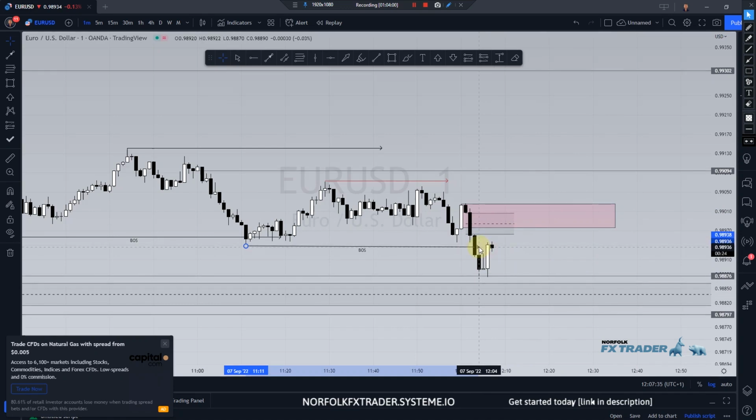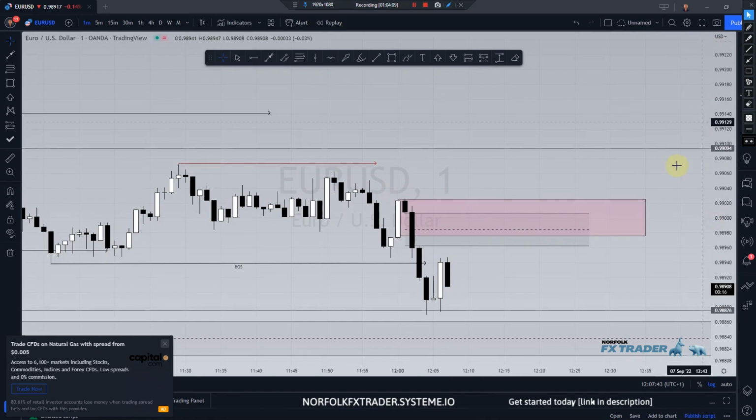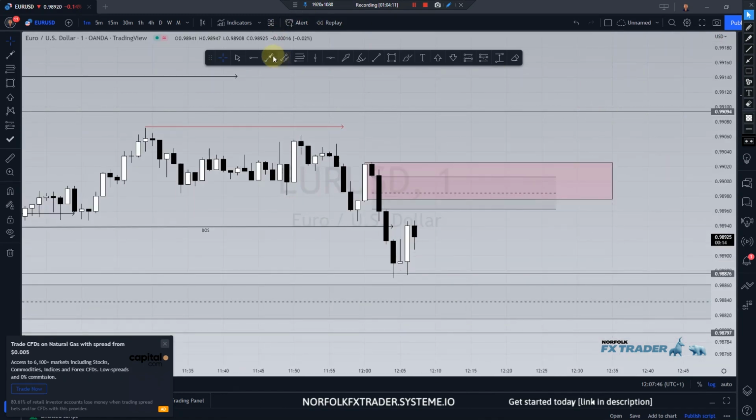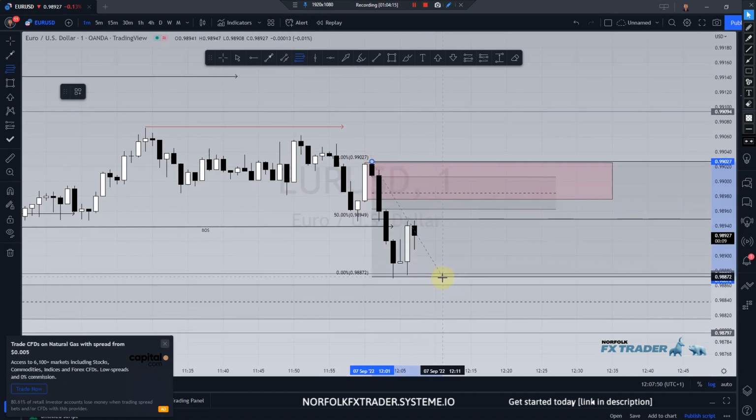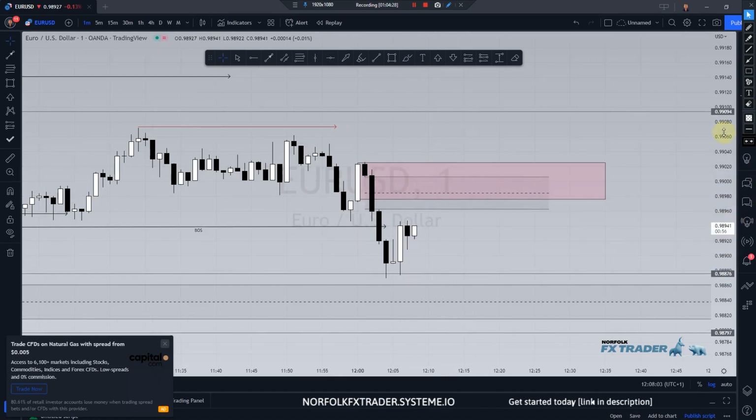What I've been looking for now is a pullback into these areas for a sell. Now it may not pull back to there. Why? What we're looking at now is our trading range. This is our small trading range from this high to low. We want to see price come back above this 50% area. This is our discounted area. This is our premium area. We want to see price pull back into this area for a sell. That's what we're looking for next.